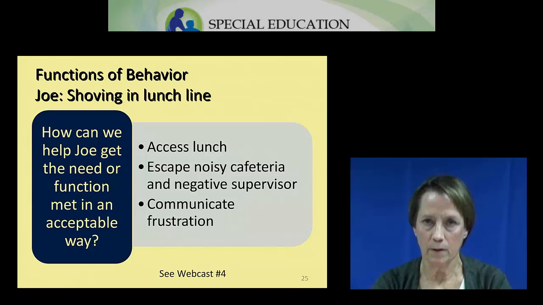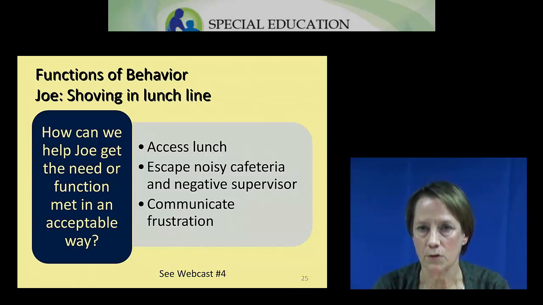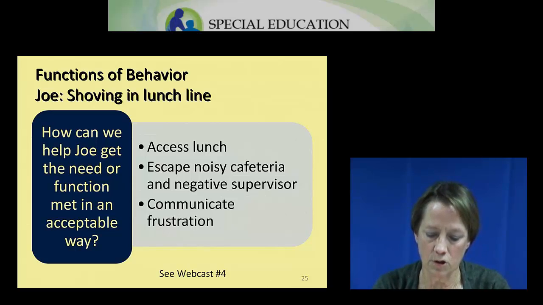So now let's talk a little bit about how we can help Joe meet his needs, or the function of his behavior, in a more acceptable way. So we've identified three functions that Joe's behavior serves in this example. He wants to access lunch, get away from the cafeteria and the supervisor, and also communicate his frustration. So let's look at access lunch.